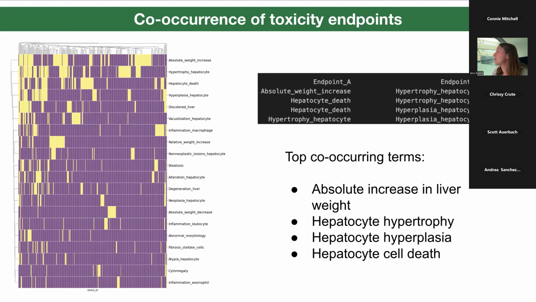I used pairwise Jaccard index to look at the overlap or the co-occurrence of these different endpoints. And I thought this was kind of interesting. These were the top co-occurring terms altogether. So absolute increase in liver weight, hypertrophy, and hyperplasia, which makes a lot of sense, but then also cell death.